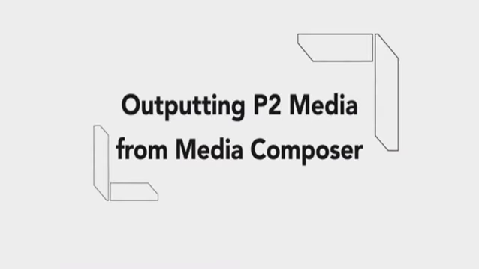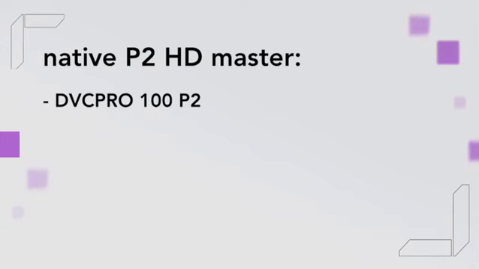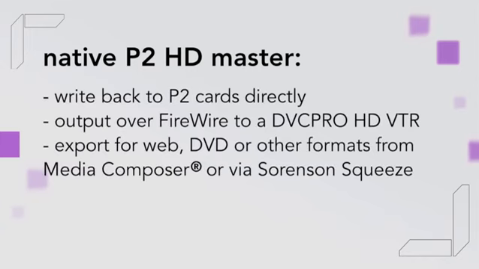Outputting and delivering P2 media from Avid Media Composer. Once you've finished editing, you have several choices for outputting your final product. Now, when you're delivering a sequence containing P2 DVC Pro 100 media, you can write back to a P2 card, you can export to a DVC Pro HD VTR over FireWire, and you can export as an alternative file type for web, DVD, or multimedia production.